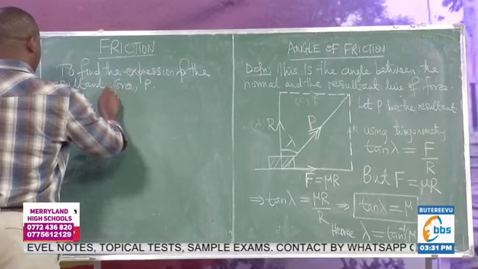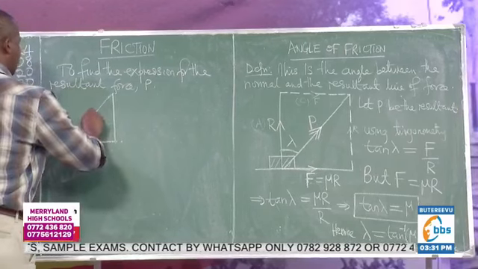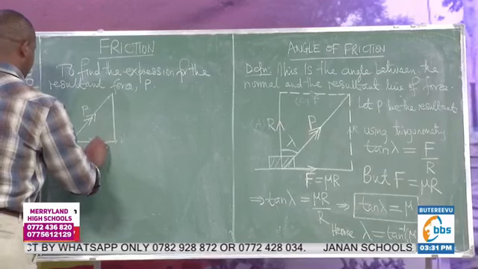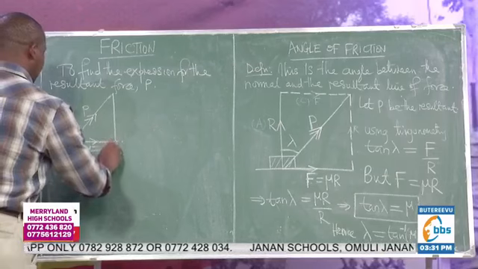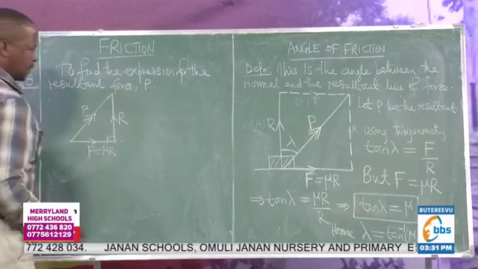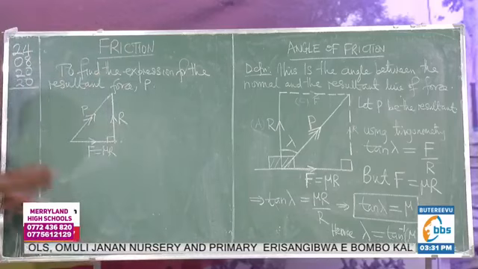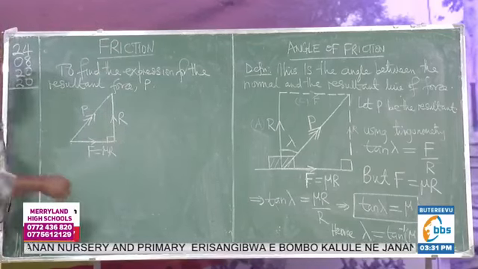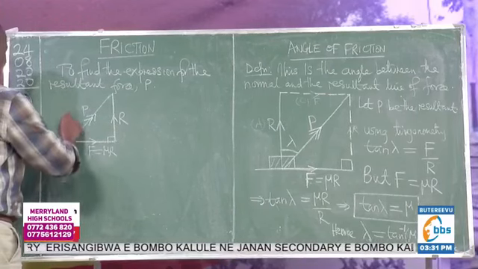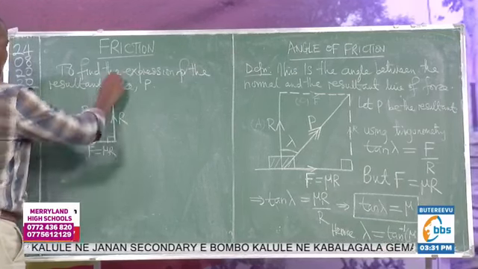If I pick just one of the triangles, we have two congruent triangles. If this is our resultant, which is P, this force here is F, the frictional force, which is mu R, and then this force is the normal reaction. This is a right-angled triangle. Whenever we are looking for the resultant, the correct vector diagram must always have the resultant starting from the point where the two forces are acting. The two forces are R and F. So the resultant must connect there.